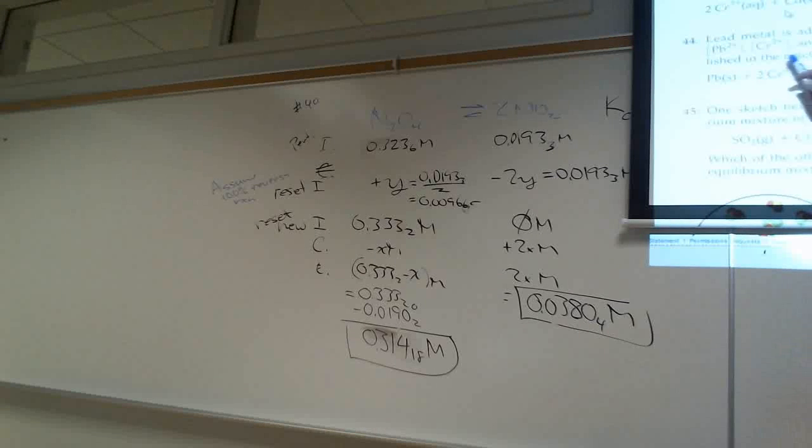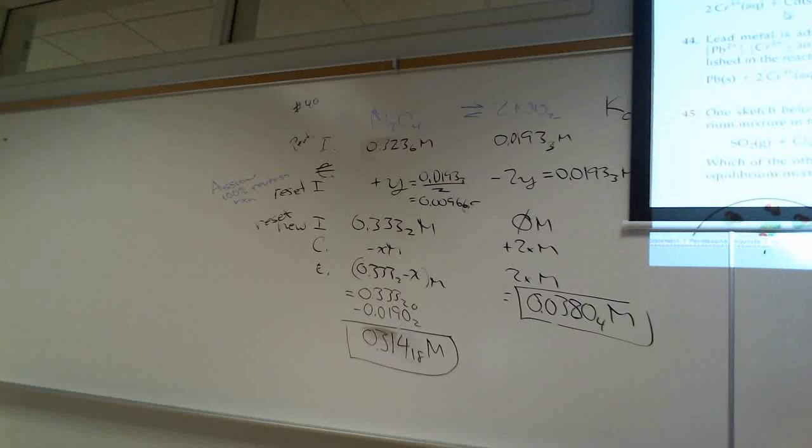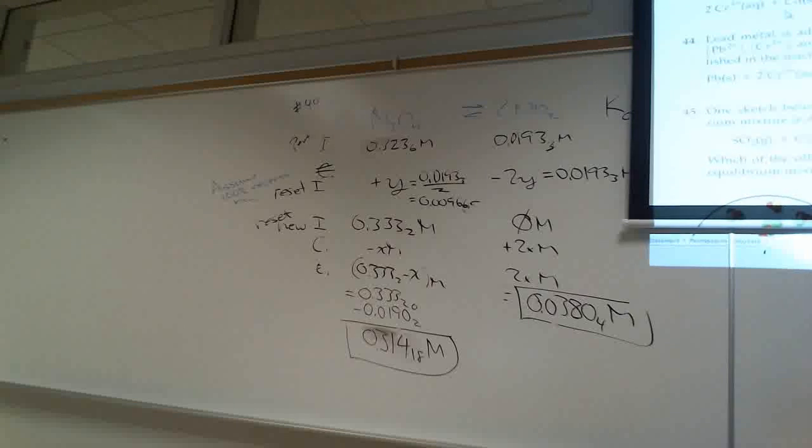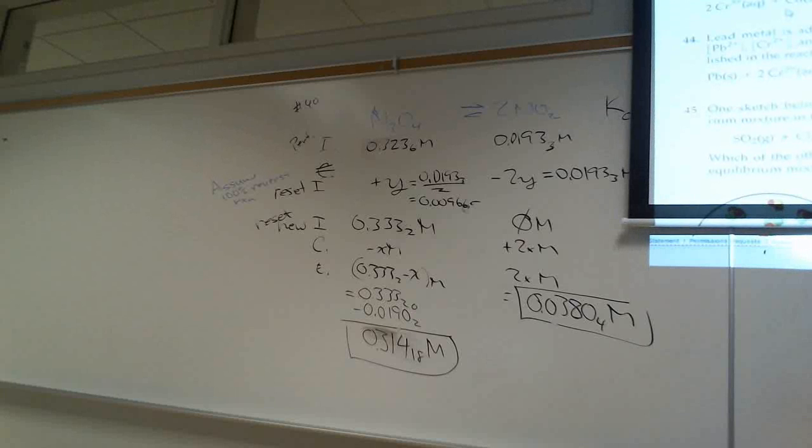All right, if we look at 44, lead metal is added to 0.100 molar chromium-3 aqueous. What are the lead-2, chromium-2, chromium-3 concentrations when equilibrium is established in the reaction? All right, well, talking about this resetting here, if you look at the previous problem, look at the Kc value here, 0.288. Does it really favor one side or the other? No. And so in this case, resetting it to the left, resetting it to the right, doesn't really make any difference. The only reason you might reset this is to get more zeros. The more zeros you have, the fewer.